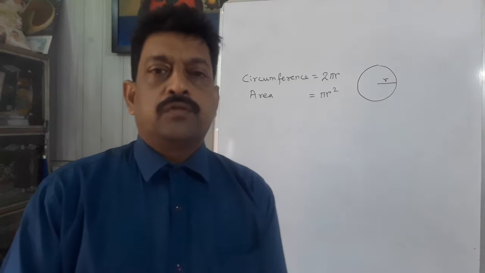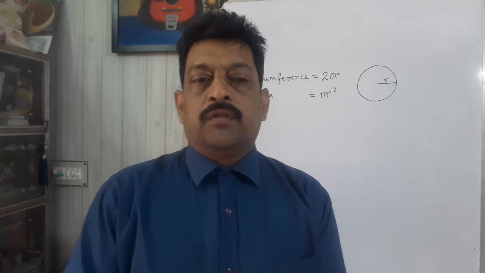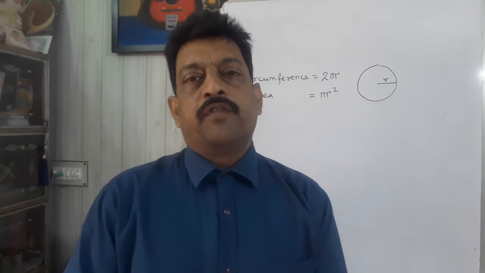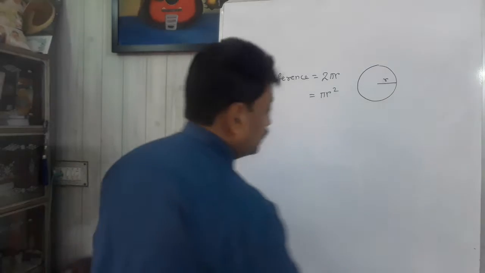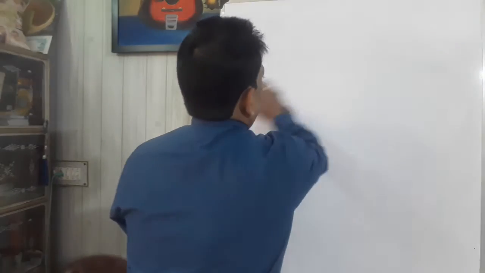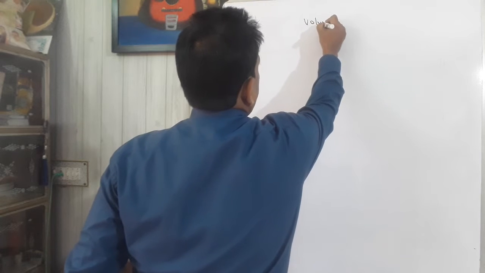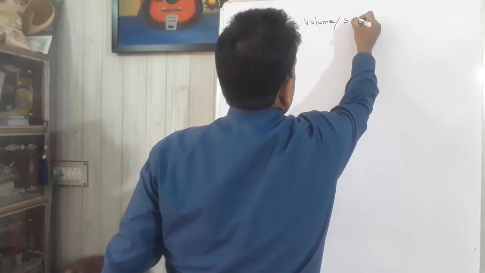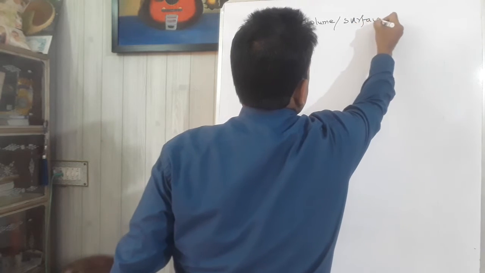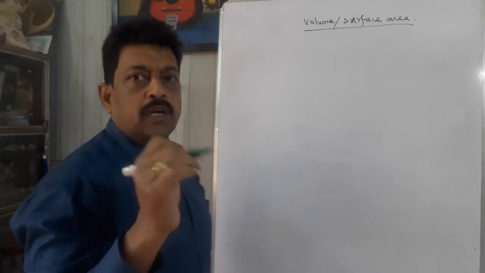Now I'm going to explain the surface area and volume of different kinds of solids. So first I am starting with a cube. Okay, so the topic is volume and surface area. So I am starting with cube.